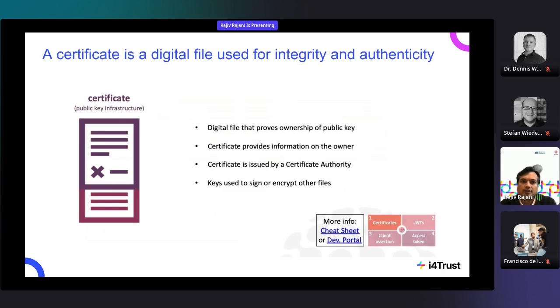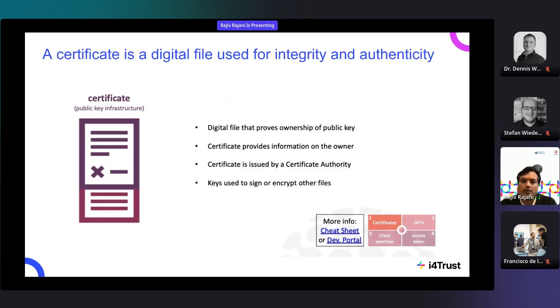So let's first understand what a digital certificate is. It's a digital file used to prove the integrity and authenticity of the information or the claims that it has. At a very base level, it's a pair of keys, basically a public key and a private key. The public key, of course, means that you can share it with the world, and the private key is the one that you protect yourself, and you never share that key with anyone.